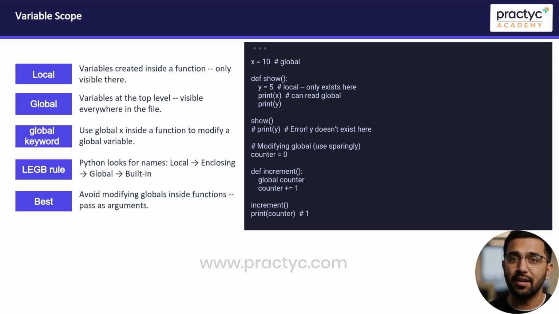In Python, variable scope is crucial. Local variables exist only within functions, while global variables are accessible throughout the file. Use the global keyword to modify global variables inside functions, but it's best to avoid this practice. Follow the LEGB rule: local, enclosing, global, built-in for name resolution.